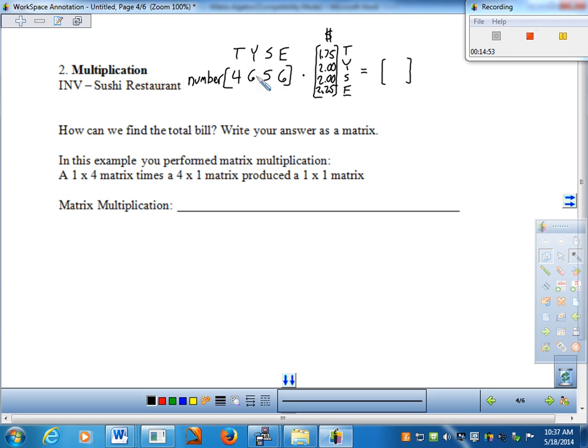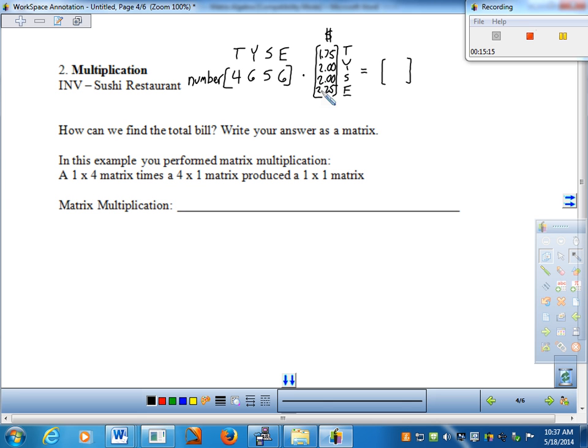And eel, same thing. Do you see that we work across here and match them up with these numbers going down here? 4 matches up with that. 6 matches up with that. 5 matches up with that. 6 matches up with that. If you see that, wow, we are definitely headed in the right direction with this multiplication operation, because that exactly is what matrix multiplication is all about.